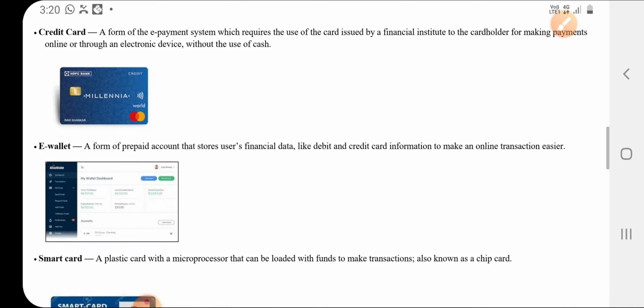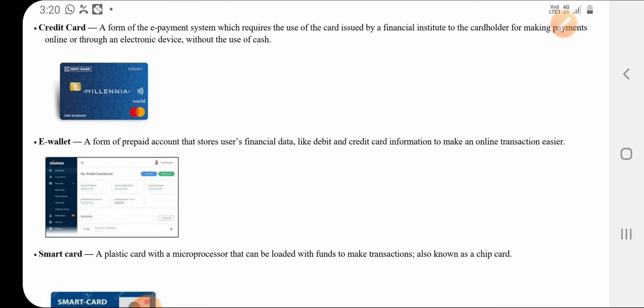And the next one is e-wallet, a form of prepaid account that stores users' financial data, like debit and credit card information, to make online transactions easier. So, e-wallet will be kept online. E-wallet can be created using different apps. You can create your e-wallet and your account number will be connected. You can open it and see your account details, how much debit you have, how much credit you have, and that is called e-wallet. It is a website or an app.